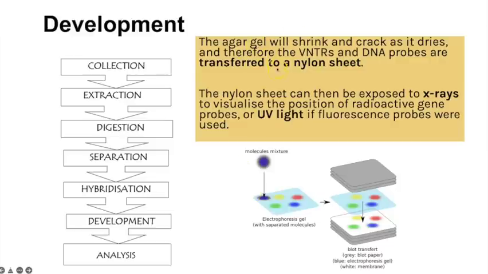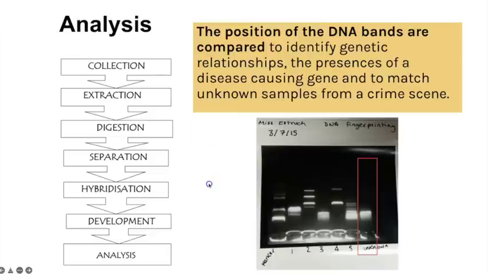Now the agar gel, as it starts to dry out, it does shrink and it cracks. So the VNTRs and the DNA probes have to be transferred to a nylon sheet. And the nylon sheet can then be exposed to X-rays to visualize the DNA probes if they were radioactively labeled, or if they were fluorescently labeled, you would apply a UV light. And what that will then give you is one of these patterns that you might be more familiar with, where it shows you all of the VNTR bands and you can see the positions of them, and then you can identify or do your analysis.